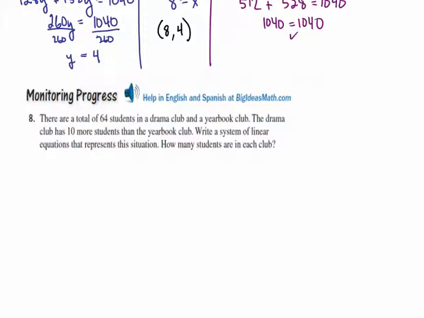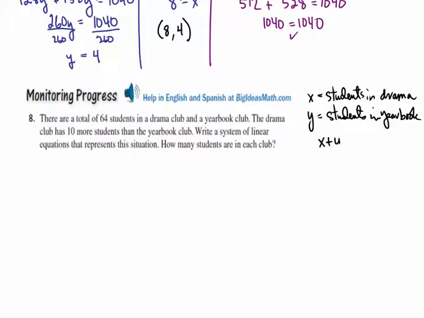So we're going to let x equal students in drama club. Y would be students in the yearbook club. And I'll just say yearbook. All right, so what we do know here is that there are a total of 64 students. And since we're trying to find out how many students are in each club, we know that x plus y, the students in the two groups, has to be 64.